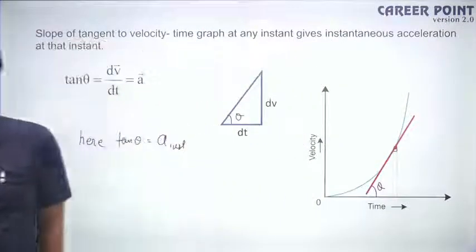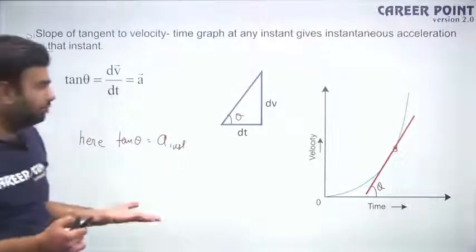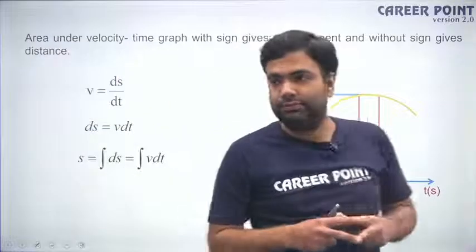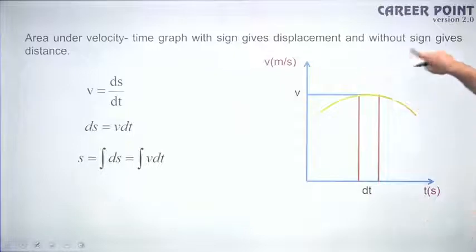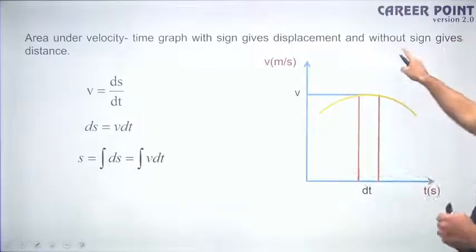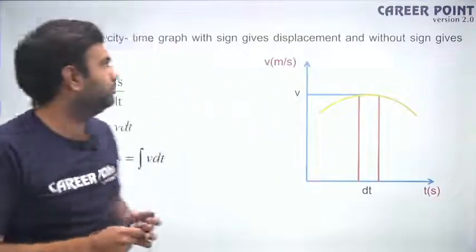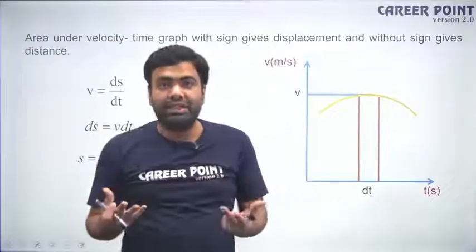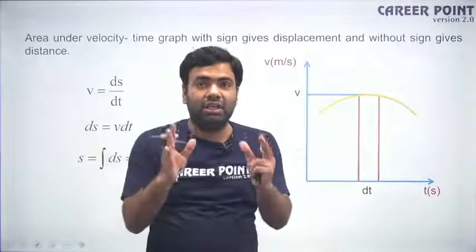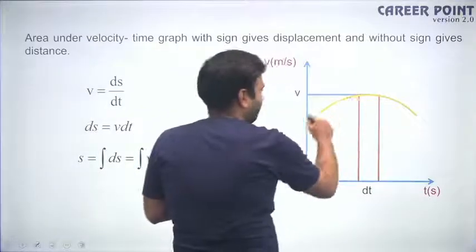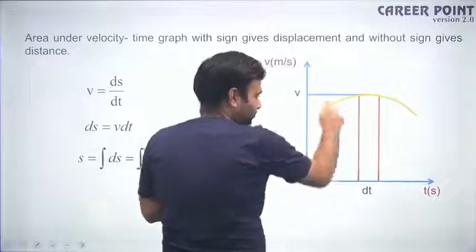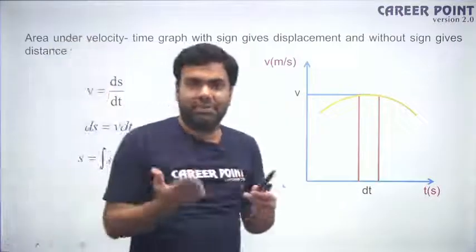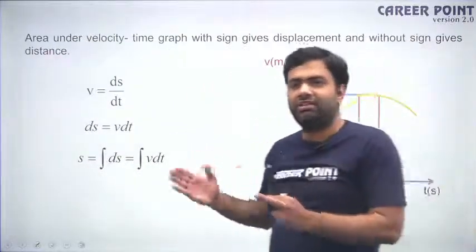Okay. So it is very simple. The area under the velocity-time graph gives the displacement with sign and the distance without sign. See, as you know, I told you what integration is. Definite integration means area under the curve. So if we have a velocity-time graph, then the area under the curve between two given points of time will give us the displacement. Displacement is also known as change in position in that given time interval.